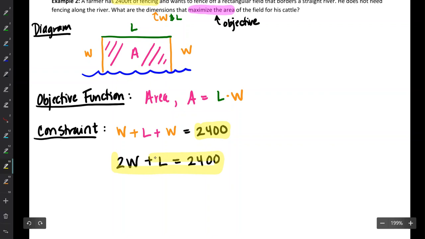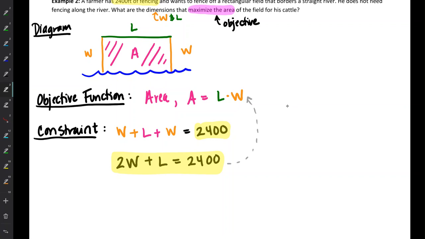Now at this point, we have an option. We could solve for L, and then we'd have L in terms of W. And so I could come up here into my area function and replace L with an expression in W. Or we could solve for W, and then substitute in, and then we'll have everything in terms of L. It's really a matter of choice. And let's talk about why one is a little bit better than the other with these particular numbers.